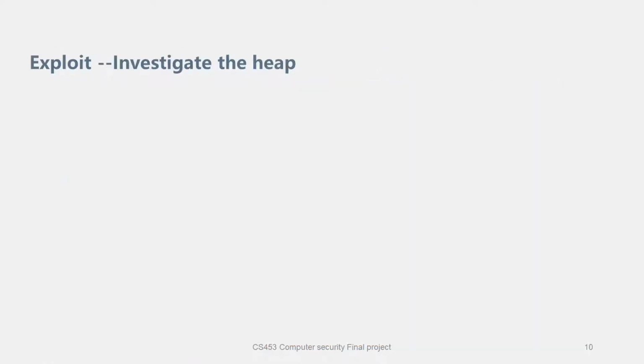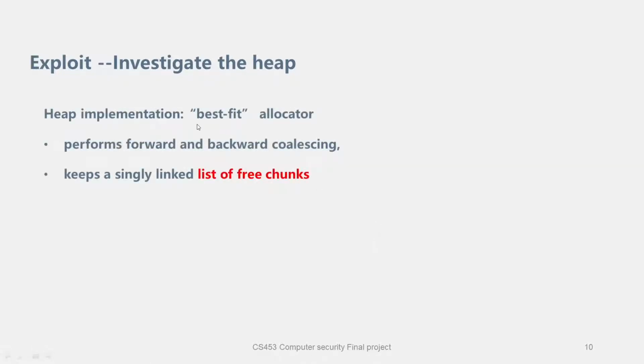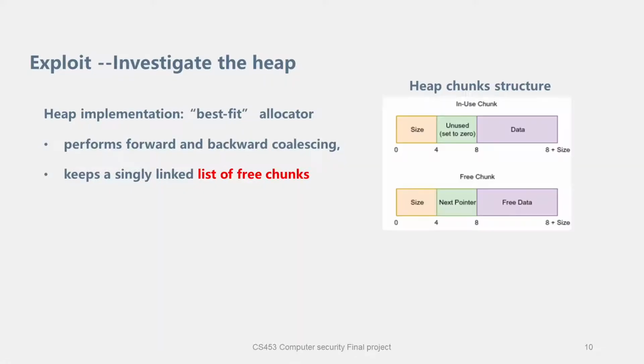Let's start exploring with the heap implementation. It is a simple best-fit allocator, keeping a list of free chunks. When chunks are allocated, they are chosen from the highest address of the smallest free chunk that is large enough. Heap chunks have the following structure. You can see the green fields are used to distinguish in-use from free chunks: in-use is 0 and free is the next pointer.